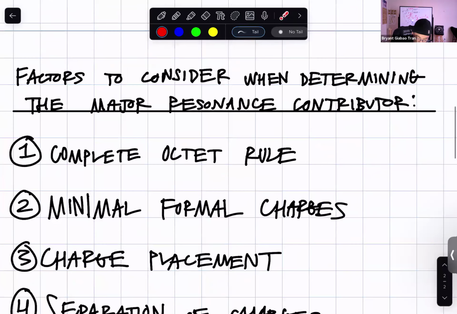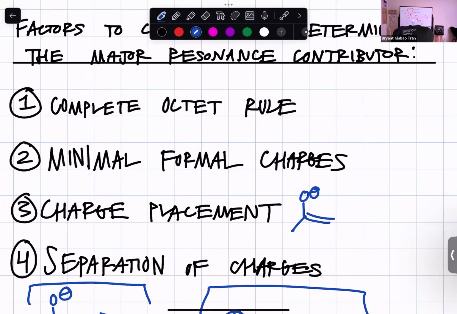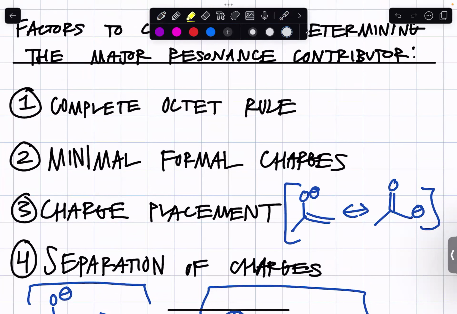Okay, so now let's go over charge placement. We went over this one already, but let me do it again. This one compared to this one, which one is major? Oxygen, right? Yeah, the negative charge on the oxygen. Great.